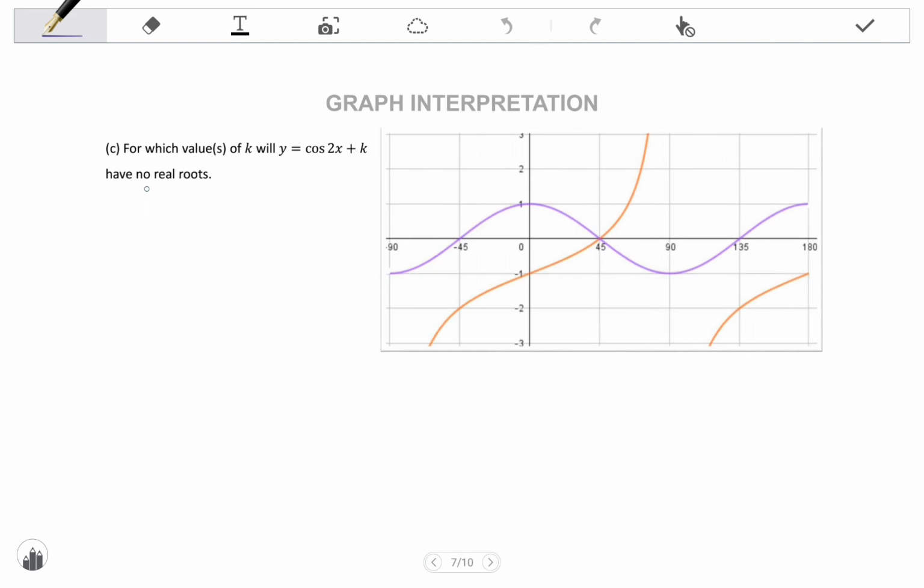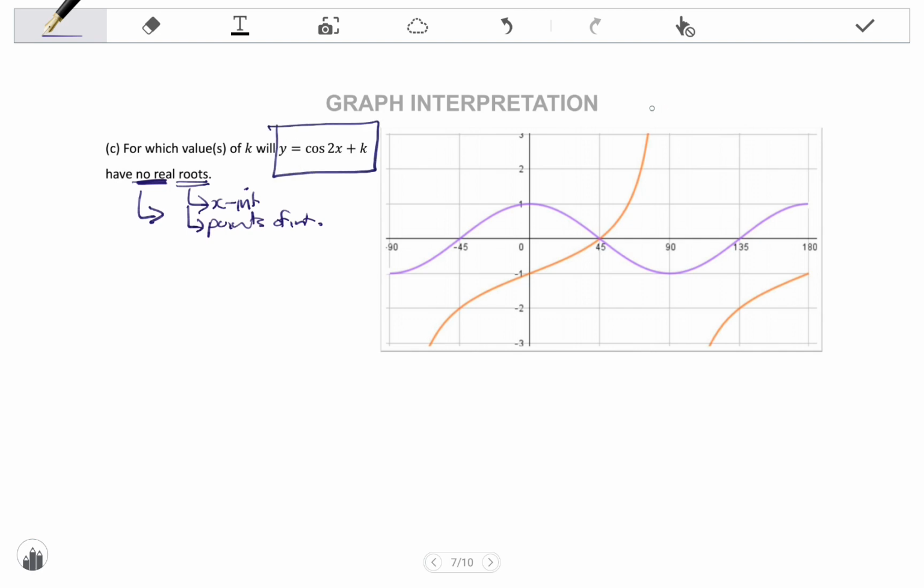Right, another type of question says for which value or values of k will y equals cos 2x plus k have no real roots. Okay, so remember that another name for roots is your x-intercepts or points of intersection, okay? And no real roots means there are none, okay? So no x-intercepts. So let's understand this, okay?